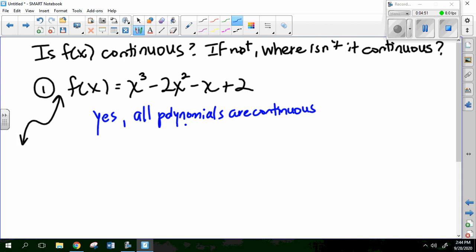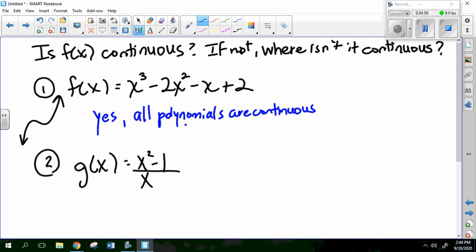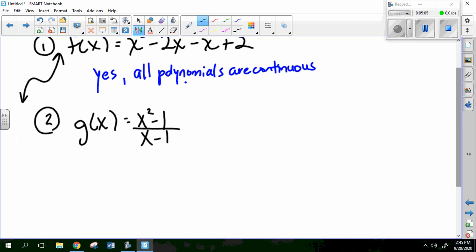Number 2. g of x equals x squared minus 1 over x minus 1. All I want to know is whether it's continuous or not. Hopefully you remember a little bit about rational functions. If there's a denominator, that means x cannot equal something: x cannot equal whatever would make the denominator 0. If x cannot equal something, then this is definitely not continuous. So no, this is not continuous at x equals 1.